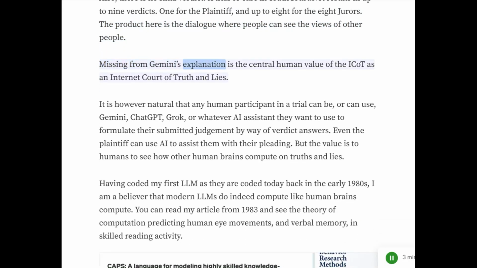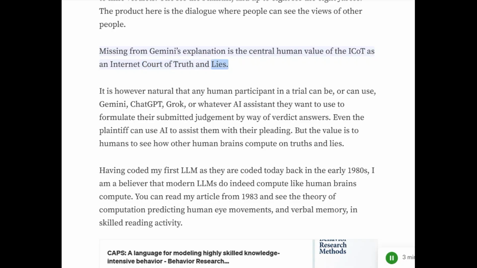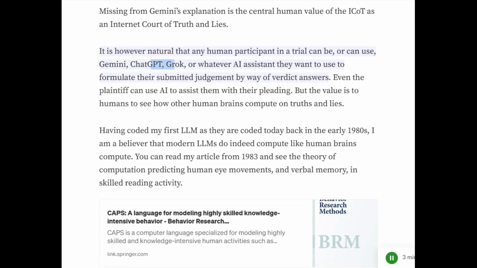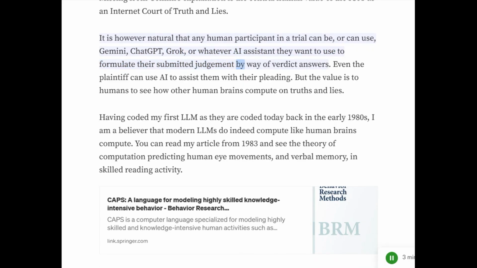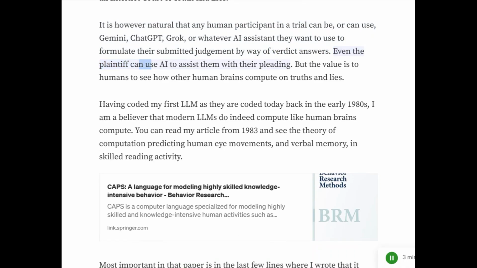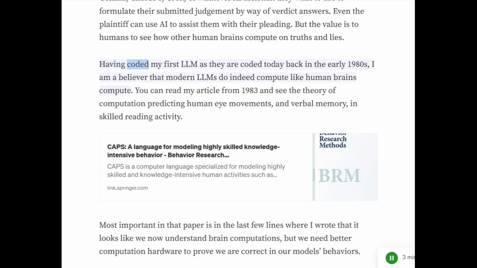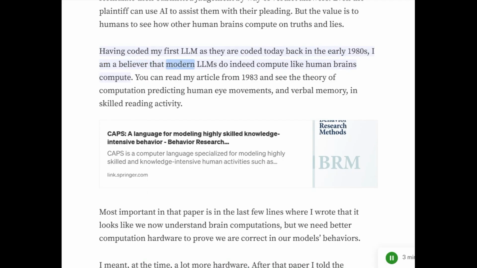Missing from Gemini's explanation is the central human value of the ICoT as an internet court of truth and lies. It is, however, natural that any human participant in a trial can be, or can use, Gemini, ChatGPT, Grok, or whatever AI assistant they want to use to formulate their submitted judgment by way of verdict answers. Even the plaintiff can use AI to assist them with their pleading. But the value is to humans to see how other human brains compute on truths and lies. Having coded my first LLM as they are coded today back in the early 1980s, I am a believer that modern LLMs do indeed compute like human brains compute.